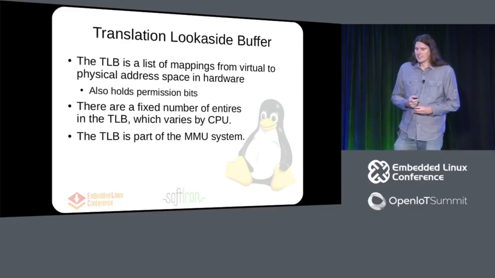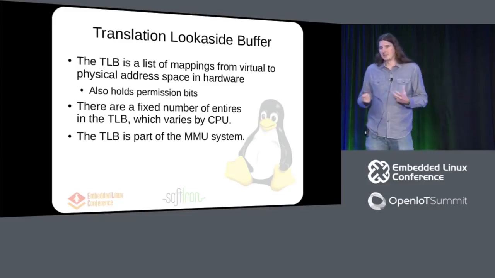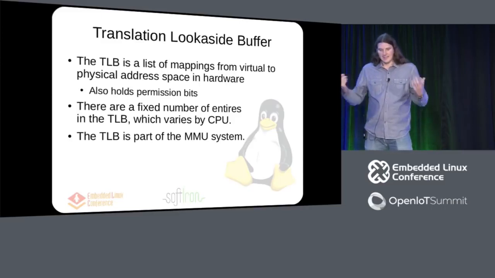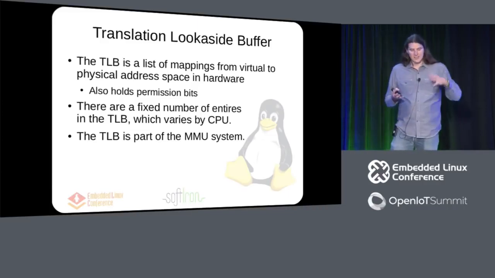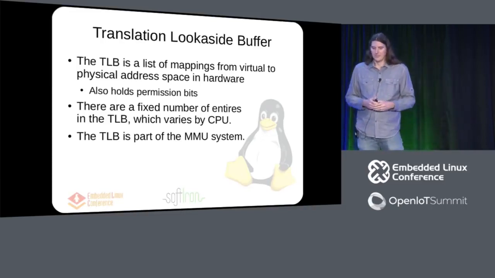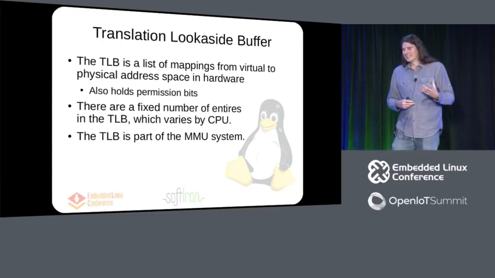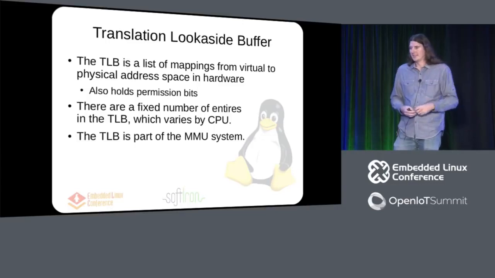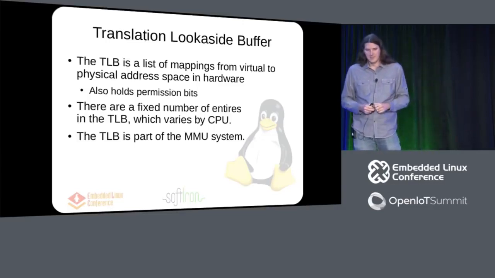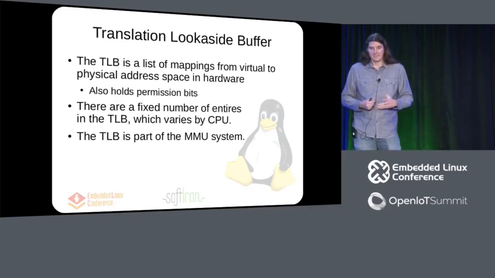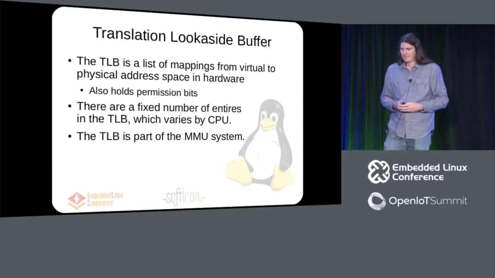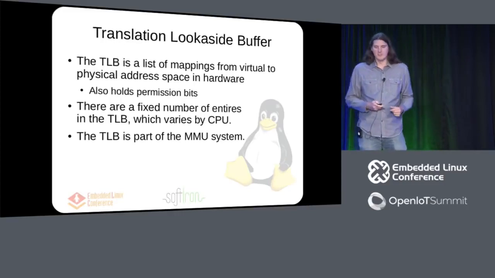There's also the translation look-aside buffer. The translation look-aside buffer, or TLB, is essentially just a list of mappings from virtual to physical address space, and this list of mappings is in the hardware. The TLB also holds the permission bits as well. There are a fixed number of entries in this TLB, and that's going to vary by CPU. Small CPUs have a small number of TLB entries. One system that I've looked at has only 20 entries in the TLB. The TLB is part of the MMU system.